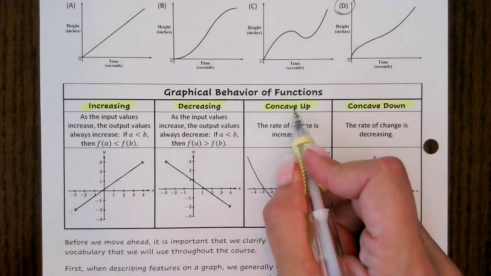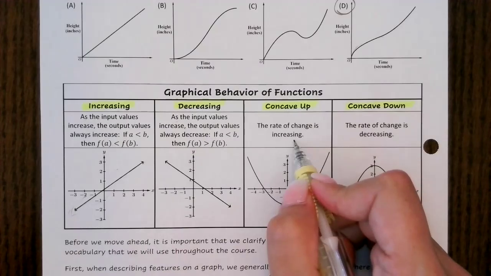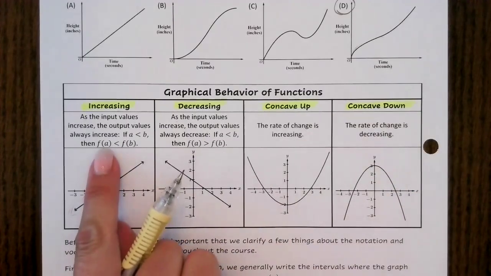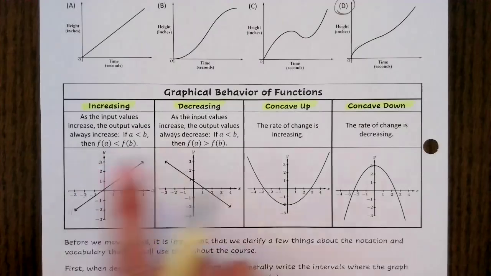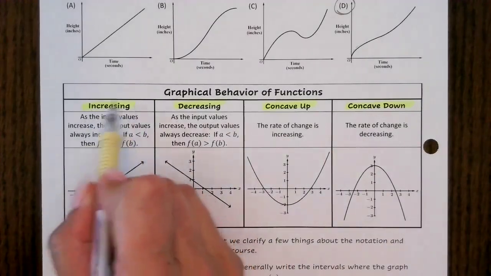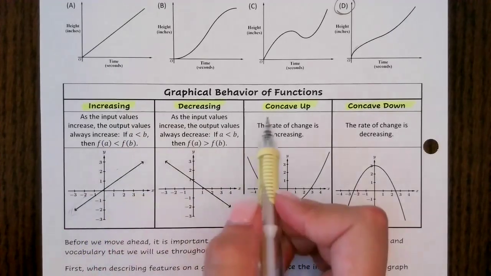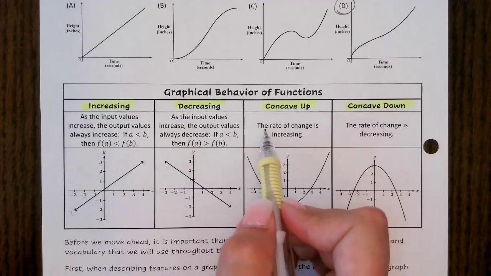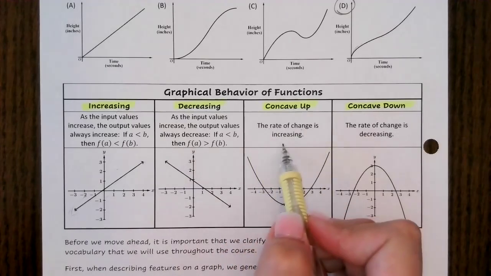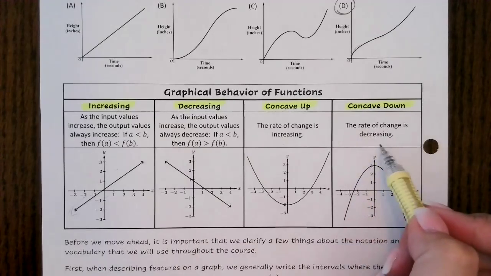Our graph will be concave up when the rate of change is increasing. That is different than when our graph is increasing. So these can get tricky if you don't focus. Increasing is when our graph is going up from left to right. Concave up is when that rate of change is increasing. Concave down is when the rate of change is decreasing.